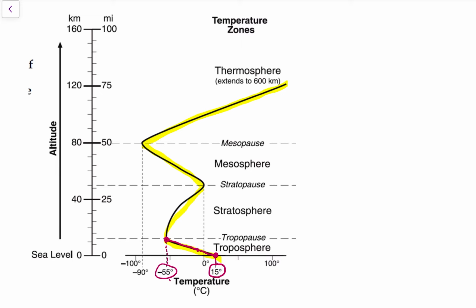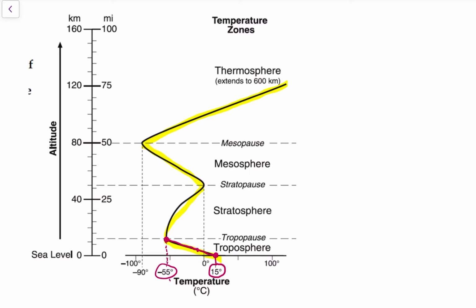Now remember, we live in the troposphere. The troposphere is the air we breathe, and this might make sense to you if you've ever climbed a mountain or seen pictures of very tall mountains. We often see that it's colder at the top of the mountains. We might see snow at the top of a mountain. That's because as we move up in the troposphere, the temperature goes down.